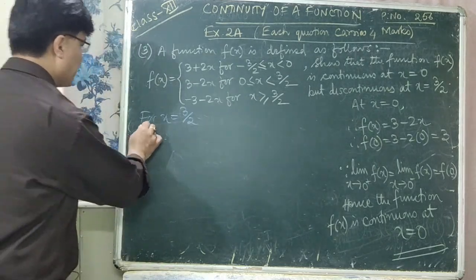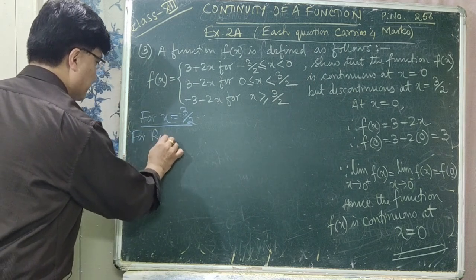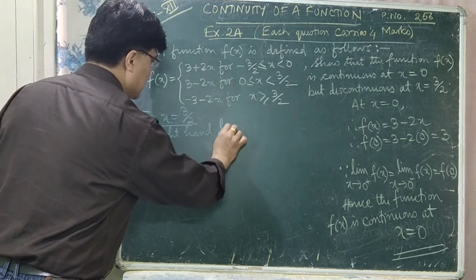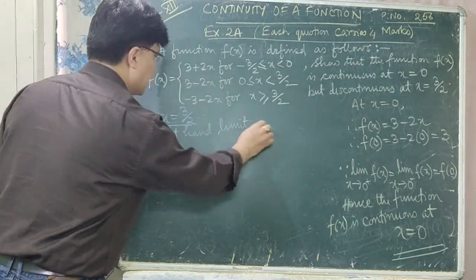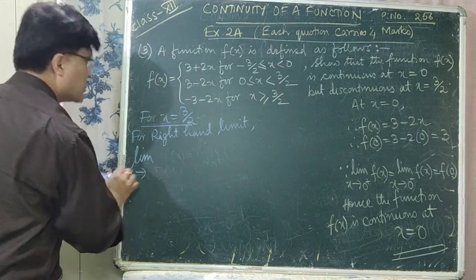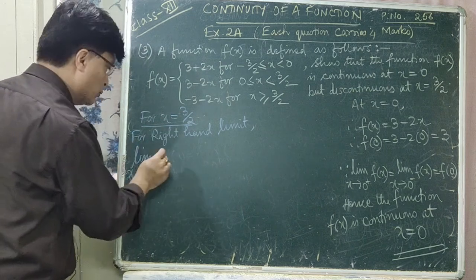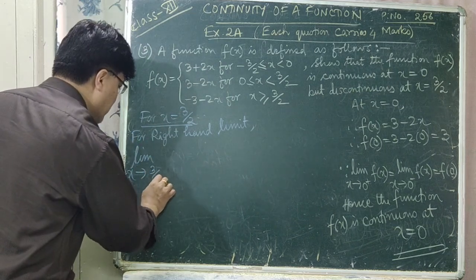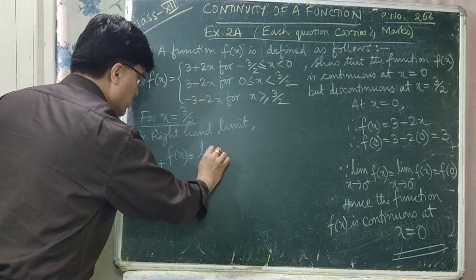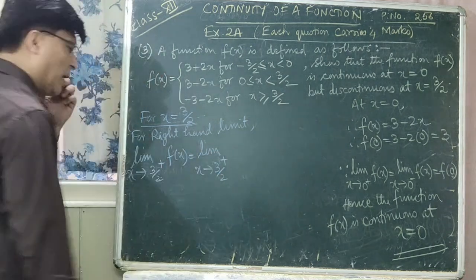So for x is equal to 3 by 2, let us write for the right hand limit. For the right hand limit, what do we write? Limit x tends to, we are checking at x is equal to 3 by 2, so I will write it here, 3 by 2 plus f of x, which is equal to limit x tends to 3 by 2 plus.